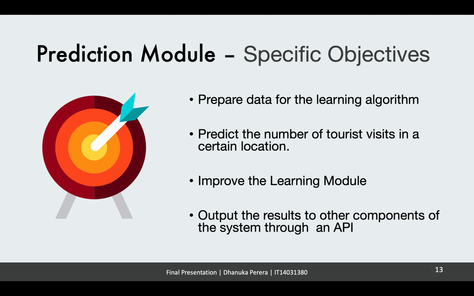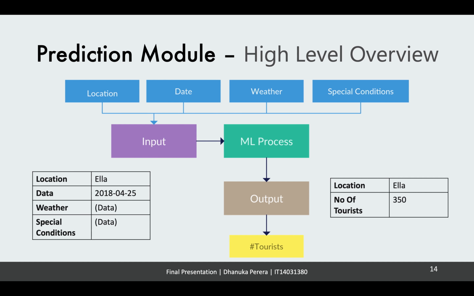So the main objectives are to prepare the data for the machine learning algorithm, predict the number of tourists in a certain area, improve the learning module, and output the results into an API. So this is the high level overview of the prediction module.